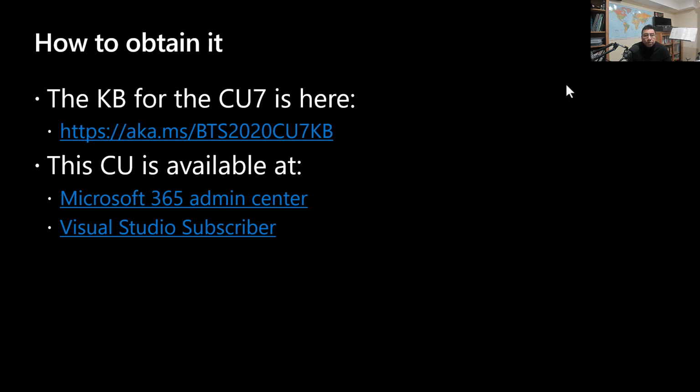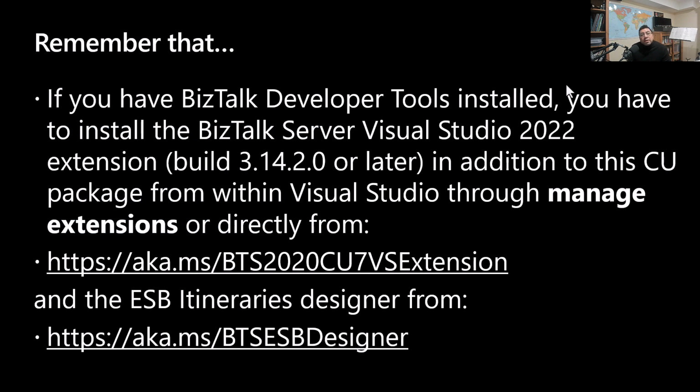If you go to the MAC center, you will see it as BizTalk Server CU7, and the same for Visual Studio subscribers. Remember that if you have the BizTalk developer tools installed, you have to install the BizTalk Server Visual Studio 2022 extension, the build 3.14.2.0. We have updated it, in addition to the CU package, from within Visual Studio through managed extensions or directly from these locations, aka.ms/bts2020 CU7 VS extension, and the ESB itineraries designer from aka.ms/bts ESB designer.